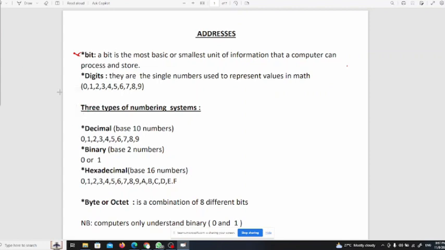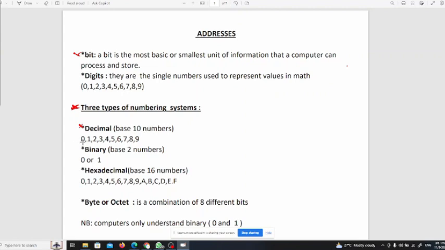The next thing that we will look at is the different types of numbering systems that exist in the world. We have what we call the decimal numbering system, and this is the numbering system that we humans use the most, because when we are making calculations, or you want to count money, we use the decimal numbering system. Sometimes we call it the base 10 numbering system, or base 10 numbers.